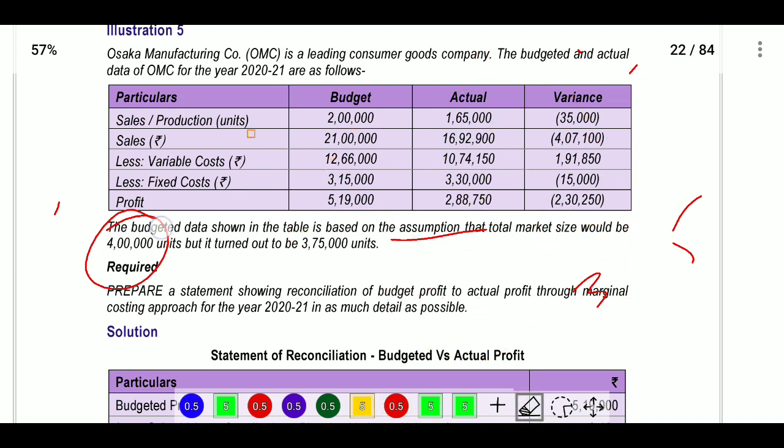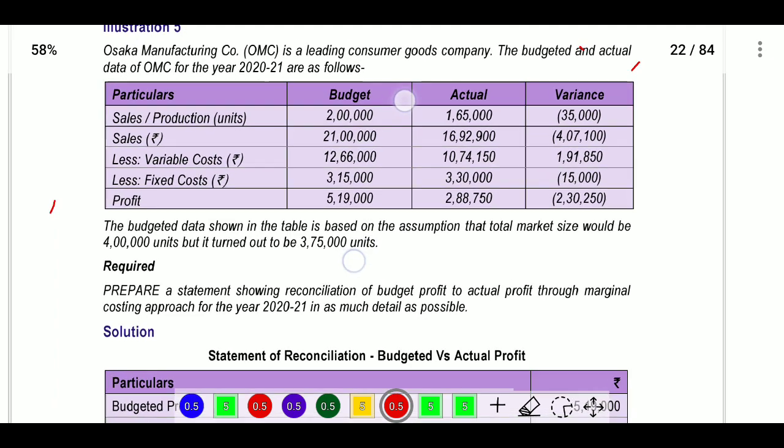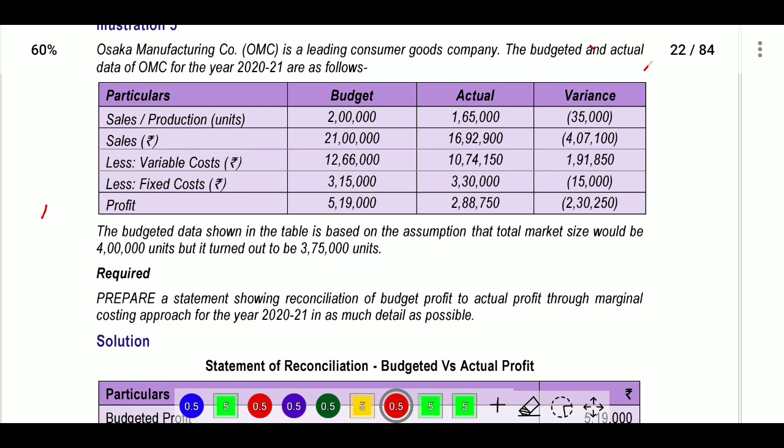Okay, and now we want the reconciliation statement. We will calculate the contribution. What is the contribution here? First of all, sales is 21 lakhs, minus 12 lakh 66,000. We will get the contribution here.